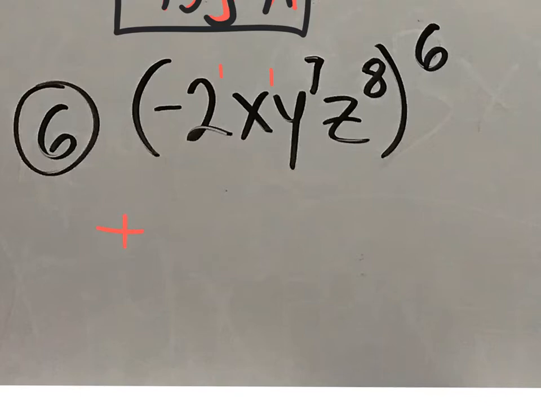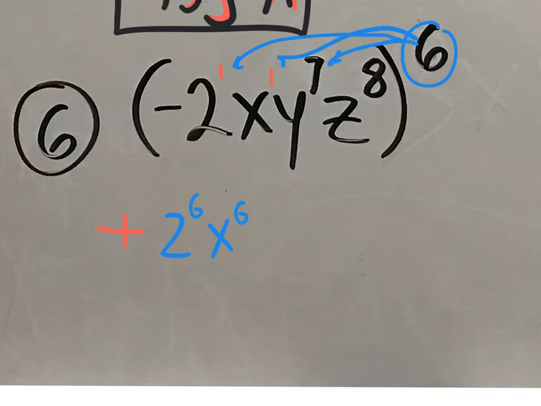And I'm going to distribute the outside 6 to each of those. So I'll have 2 to the 6th, x to the 6th, y to the what? 42. Power to a power, you multiply. And 6 and 8, what do I get? Z to the 48. Perfect.